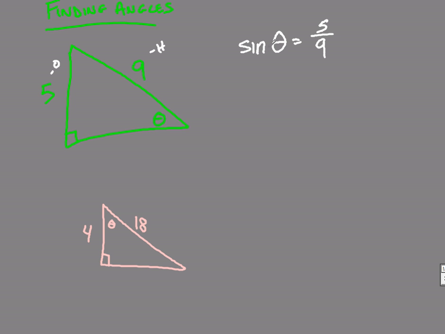To get this angle by itself, I need to take the opposite of whatever I'm doing to it, which is taking the sine of an angle. Well, sine, it's not like you can divide by sine. You're not multiplying right now. That can't happen, so don't even try it. The only way to do that is with an inverse sine operation. Sine inverse is how it's written.